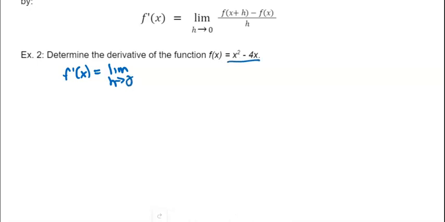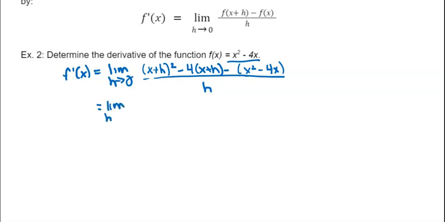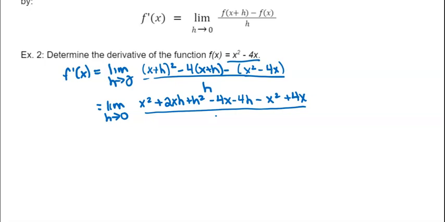And here's my function. So the first part of my function is now (x plus h) squared minus 4 times (x plus h). And I need to take away the function as it is. This is all divided by h. I'm going to use algebra just to expand. It's going to be x squared plus 2xh plus h squared minus 4x minus 4h, minus x squared plus 4x, all over h.